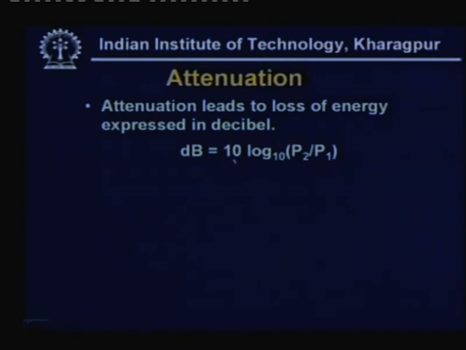Here, dB is equal to 10 log 10 P2 by P1, where P2 is the power at the destination or point 2, and P1 is the power at the transmitting end or point P1. That means power P2 is the received power at the destination, P1 is the transmitted power from the source. And so this ratio of P2 by P1 is taken as the relative measure of the loss of energy, and it is expressed as 10 log 10 P2 by P1.